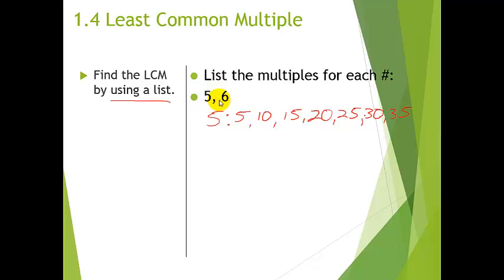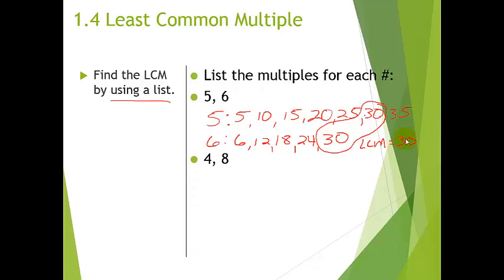Now let's list our multiples of 6. So we have 6, our first one. 6 times 2 is 12. 6 times 3 is 18. 6 times 4 is 24. 6 times 5 is 30. As soon as I find a common multiple, I'm done. So my least common multiple is equal to 30.